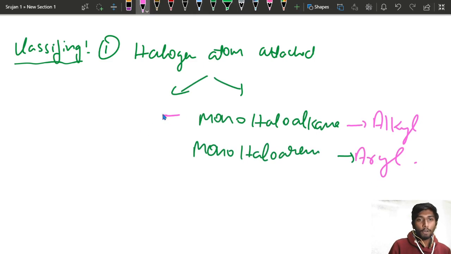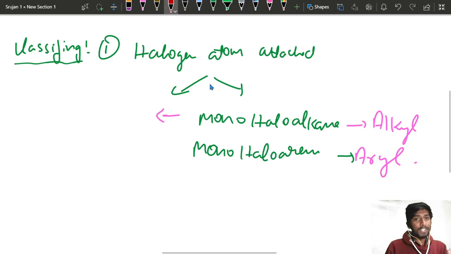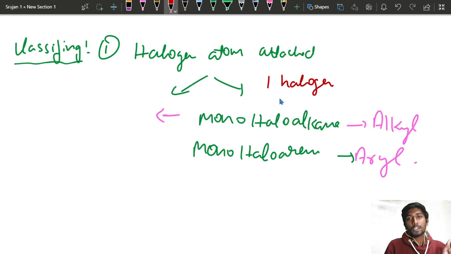So what are the examples for this? It should contain only one halogen atom. If it contains only one halogen atom, then that is called a mono haloalkane or mono haloarene. For example, you can take something simple, a methane first.